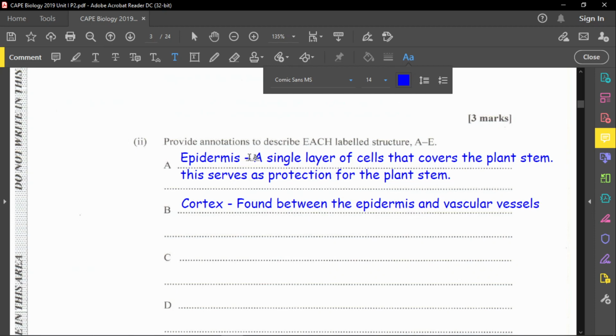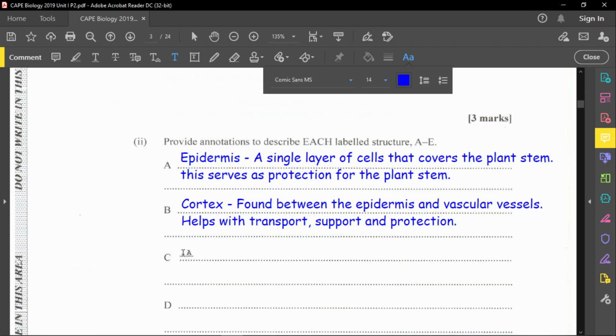And what is important about the cortex is that the cortex helps in terms of transport and support. All right, and it also helps with protection as well. So the cortex helps with transport, support, and protection. All right, just to point out those things about them.